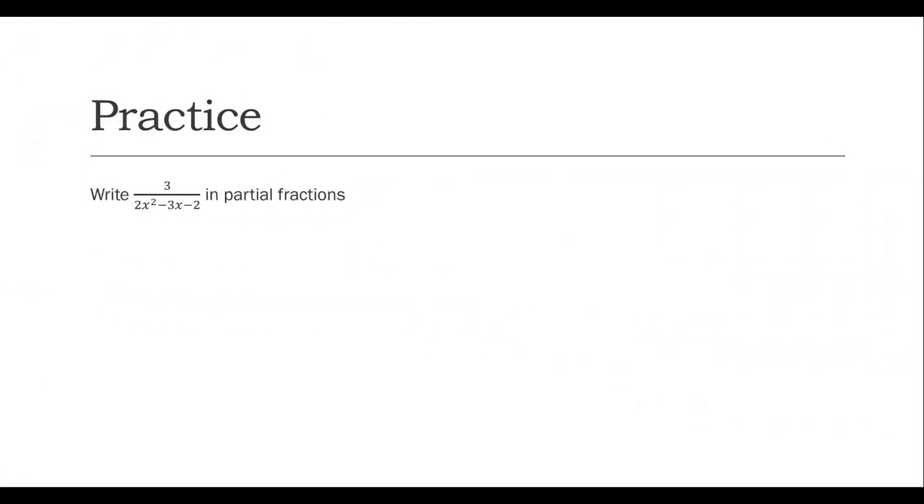Here we have another practice problem that says write 3 over 2x squared minus 3x minus 2 in partial fractions. So our first step is going to be factoring our 2x squared minus 3x minus 2. In this one, we have a number other than 1 in front of our x squared, so factoring is going to be a little bit more challenging.